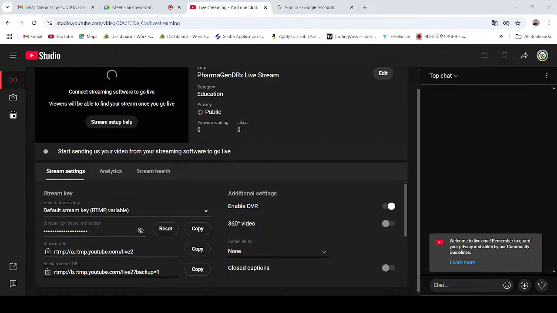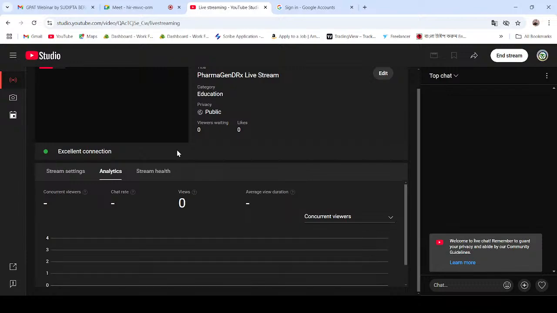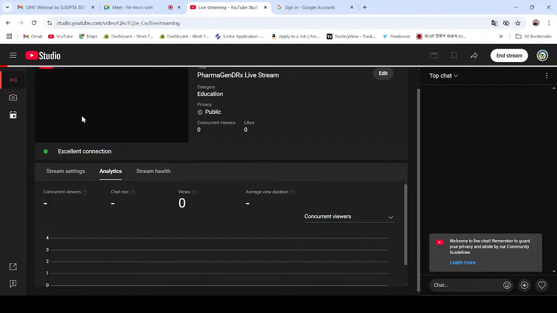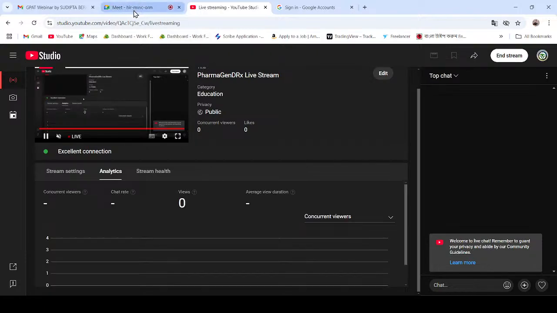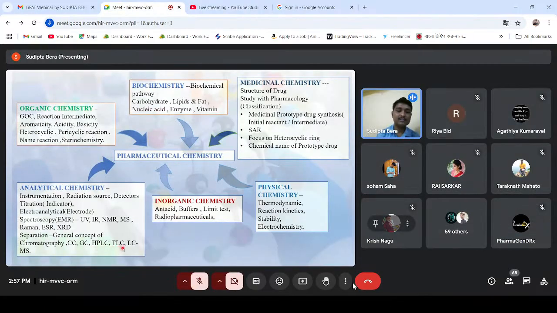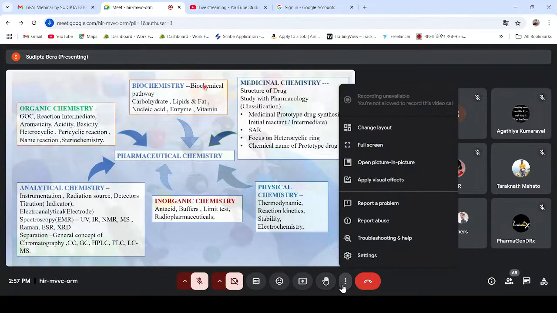Techniques: titration, analytical chemistry, spectroscopy, then separation. Separation, you know the general concept of chromatography. These are separation techniques like GC, gas chromatography, then column chromatography, HPLC, TLC, LCMS. And biochemistry is also an important subject.